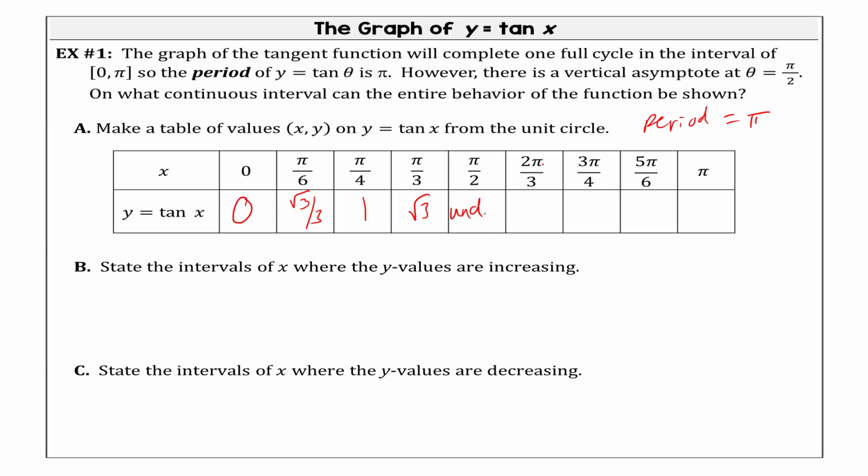Okay, now 2 pi over 3. So the tangent of 2 pi over 3, what do we know tangent has to be in quadrant number 2? Negative. So in quadrant number 2, we know that all these tangent values are negative. Okay? So 2 pi over 3 is going to be negative square root of 3. 3 pi over 4 is going to be negative 1. 5 pi over 6 is going to be negative square root of 3 over 3, using their reference angles in quadrant number 1. Does that make sense? And then last but not least, what is pi? 0.